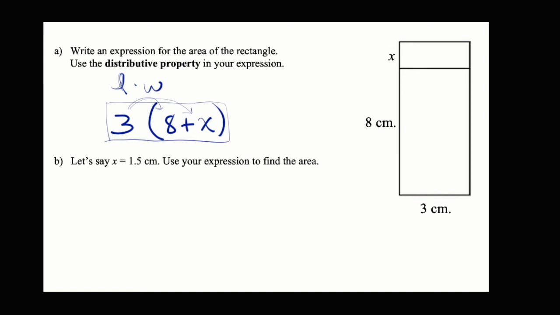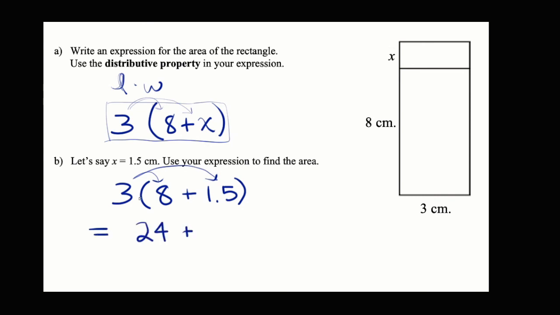In part B, let's say x equals 1.5 centimeters. Use your expression to find the area. So I'm going to plug this in. I'm going to have 3 times 8 plus 1.5, and I'm going to use the distributive property to distribute this 3 to both of these numbers. So 3 times 8 is 24, plus 3 times 1.5 is 4.5. So 24 plus 4.5 is 28.5, and I have an area, so I have to have centimeters squared as my units.